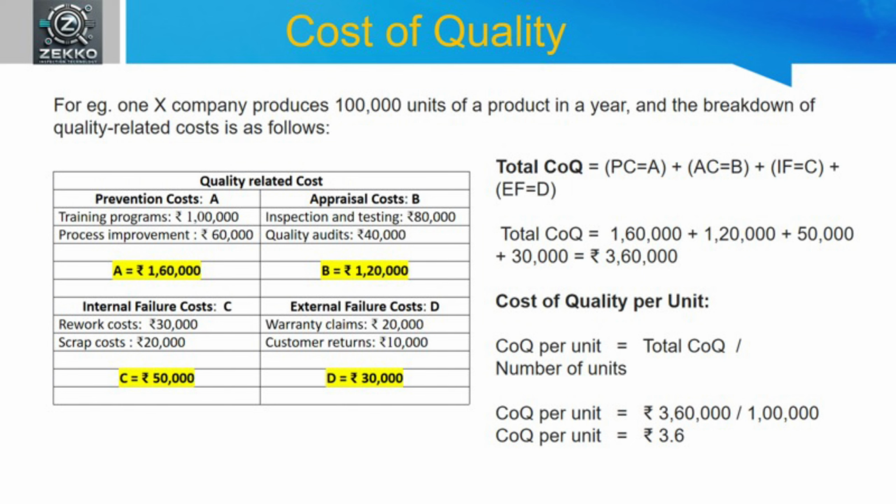Now we can further calculate the cost of quality per unit. 3,60,000 divided by 1 lakh, the number of units produced per year by company X. So the cost of quality per unit comes to rupees 3.6 per unit.